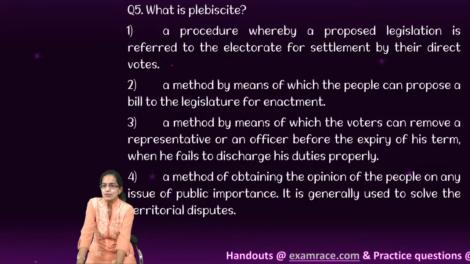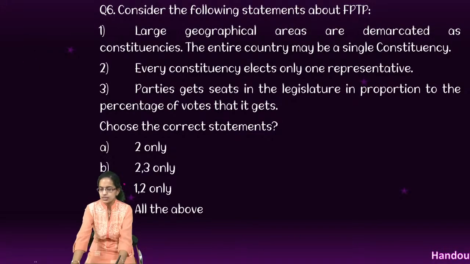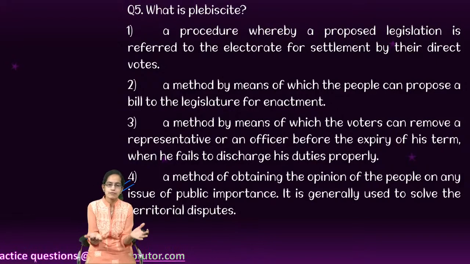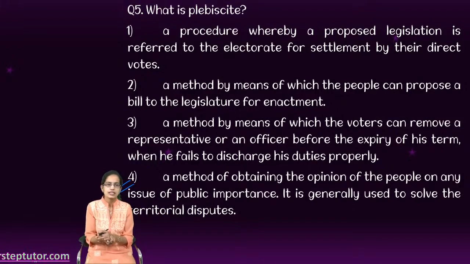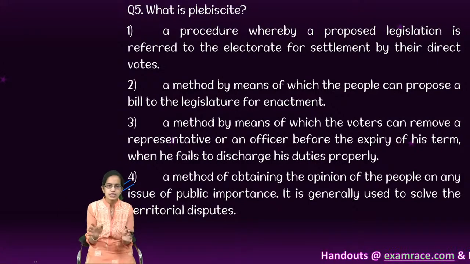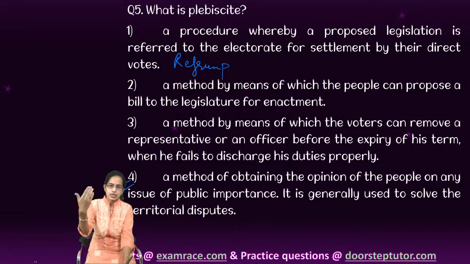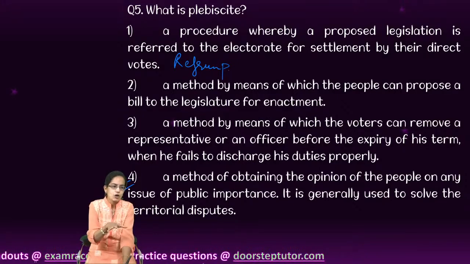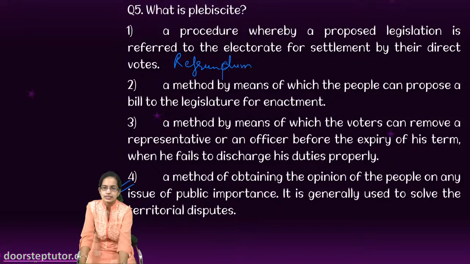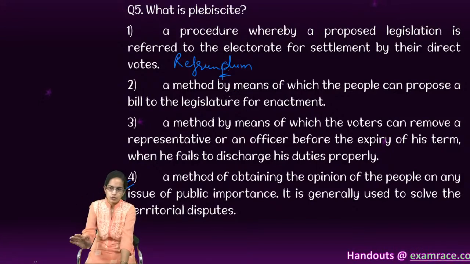Anyways, so what is plebiscite? Plebiscite is a method where we try to obtain the opinion of the people on any issue which is of public importance. It is usually aimed to solve any kind of territorial dispute. However, the remaining 3 statements also have certain meanings. For example, referendum is a process where we refer to the electorate to settle any kind of dispute or any disapproval of a law. So referendum is the process where settlement is done by the direct voting method.